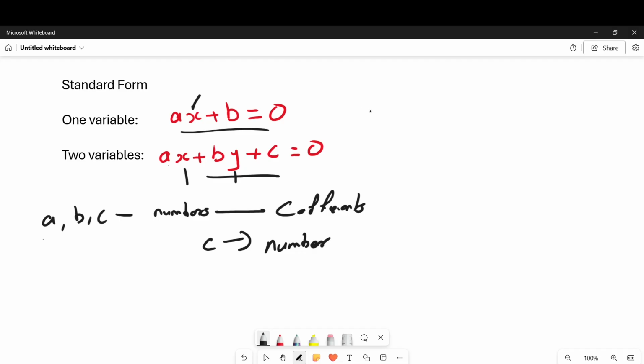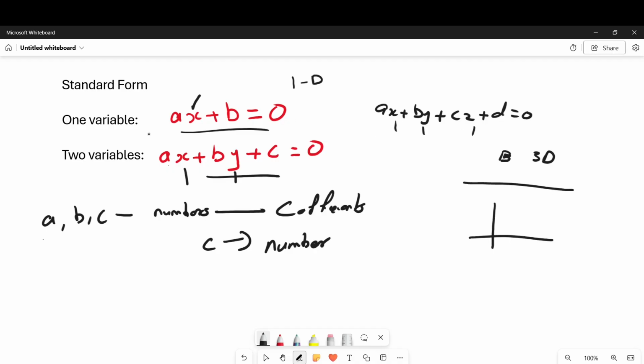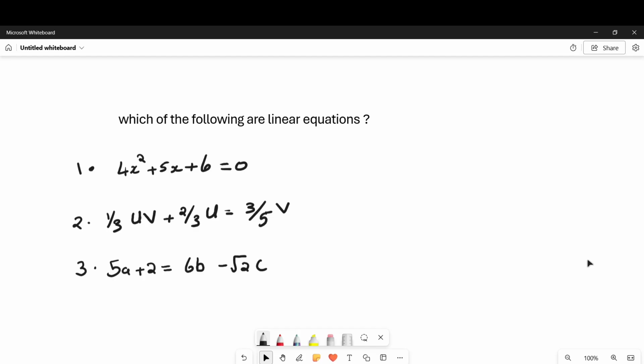We can go for any number of variables, like ax plus by plus cz plus d is equal to 0. So we can have 1, 2, 3. Basically, when we increase the number of variables, each variable represents a dimension. In real life, imagine this system of linear equations, where each variable represents a dimension. One variable represents one dimension, two variables represent two dimensions. So at the basic level we will start with one variable and two variables. Okay, let's go for some examples.